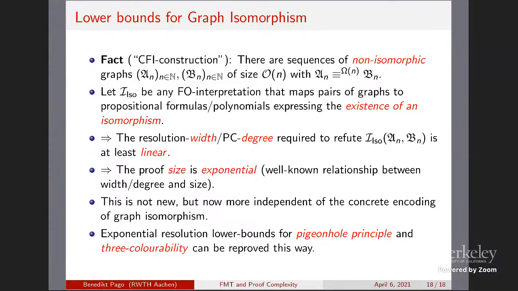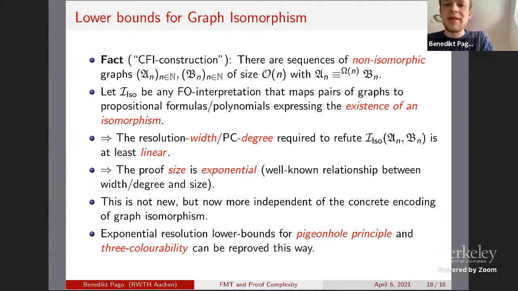Questions, please. So for pigeonhole and three colorability, you can't get anything that would translate into polynomial calculus lower bounds? I don't think that we did this, but that should probably also work, yes.